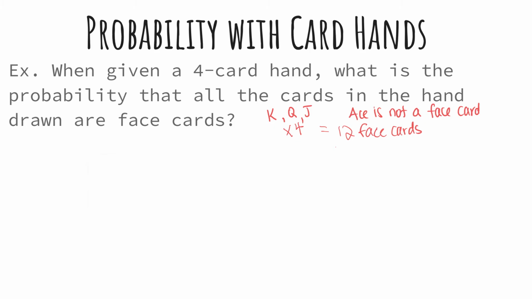All right, so the numerator is, we want them to all be face cards. And again, since there's a total of 12 face cards, we're going to choose 4 of them. And so that's 12 choose 4. And then the denominator, we have a total of 52 cards that we're going to draw 4 from. And so this is what you would have. And then you can simplify that fraction down.